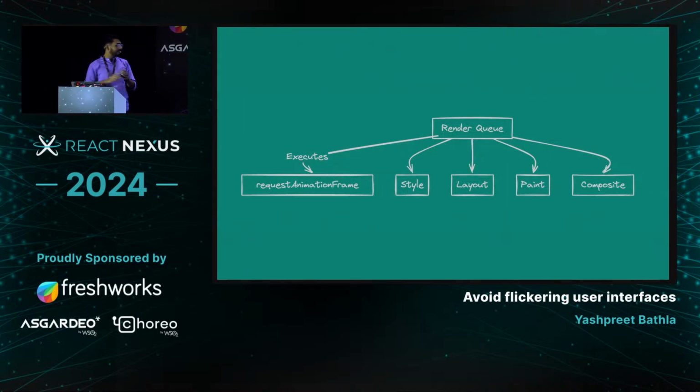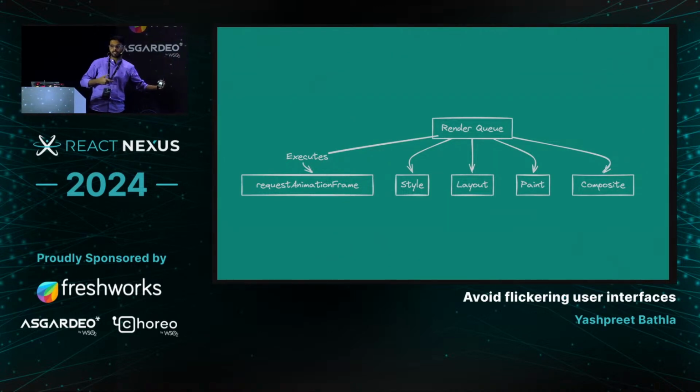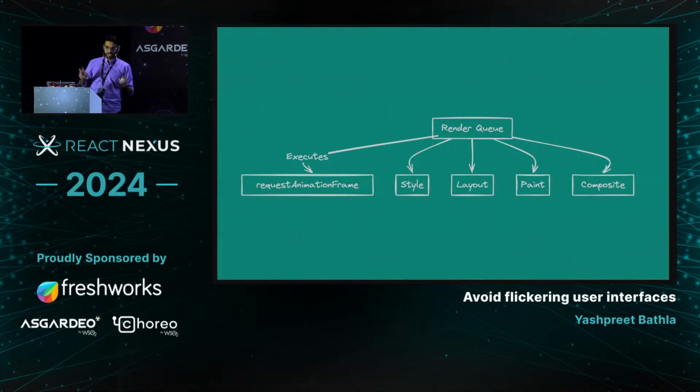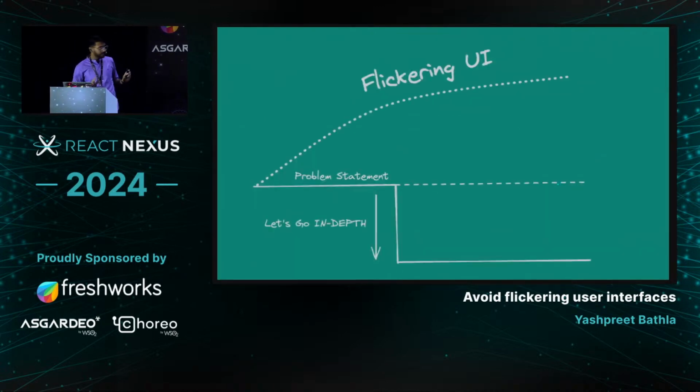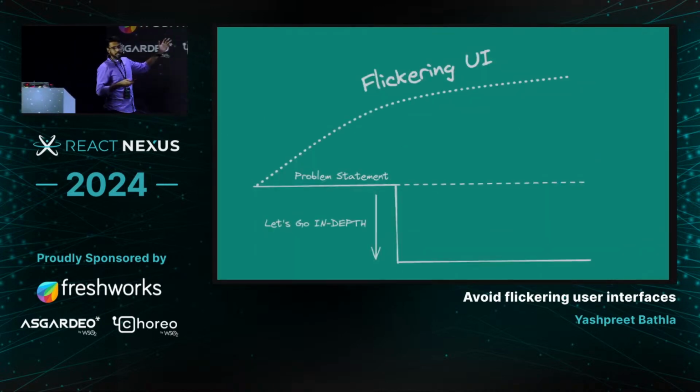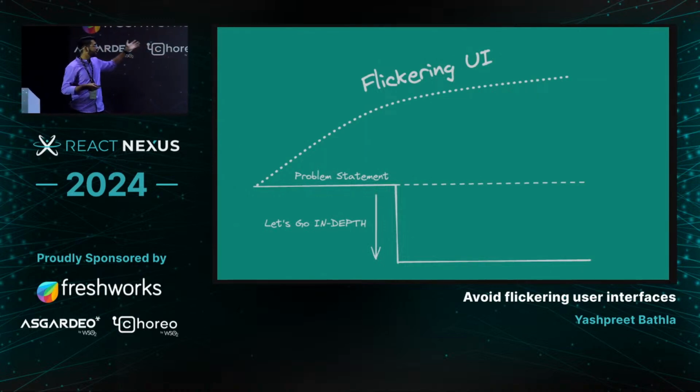And then the last step is called composite. Composite is where, with the things we have done till painting, we might have multiple paint screens. It reuses some of the paint screens so that it doesn't paint everything again and again, even when the frames are the same. So it does all the optimizations and brings everything together at the composite step. Cool. So now we know the problem statement: the problem of flickering UI.